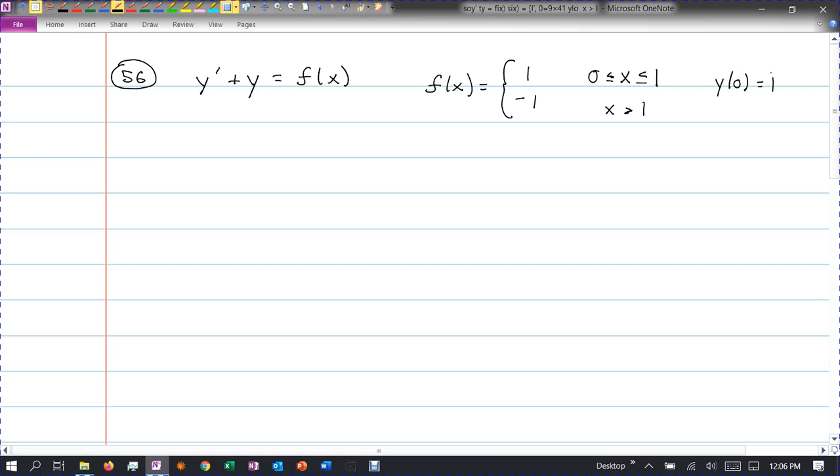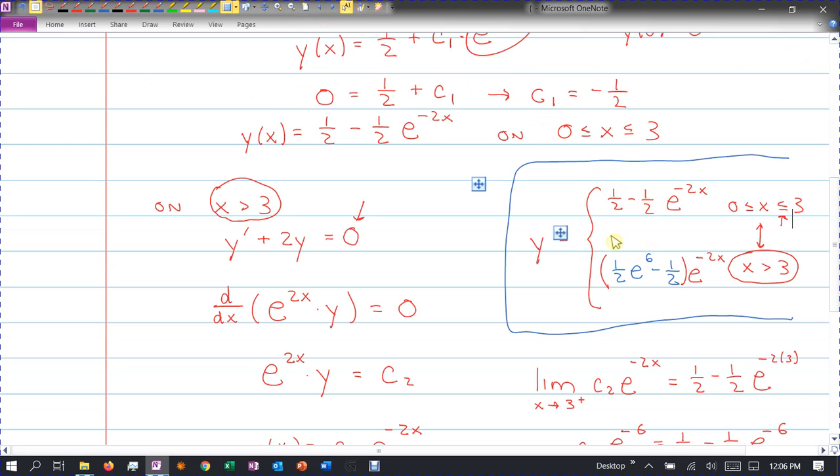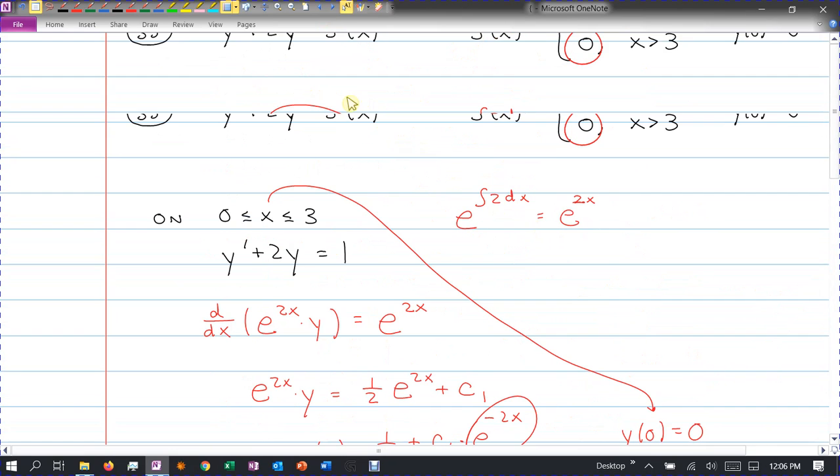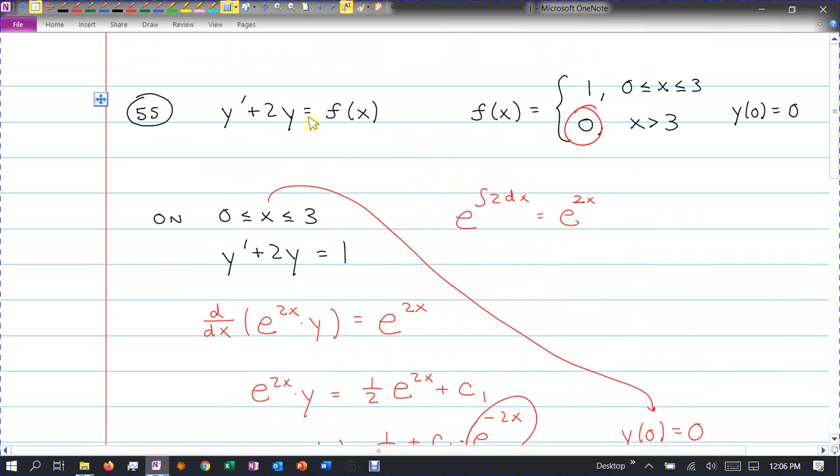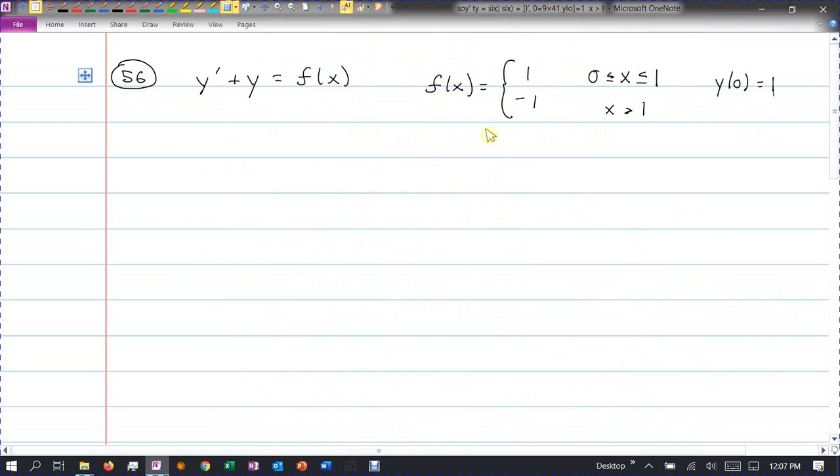I should have mentioned on the previous problem that this function that we found not only satisfies the original differential equation where f of x is this piecewise, but it also satisfies this initial condition. So we also had that in there. I forgot to say that. So let's go ahead and go through this again.